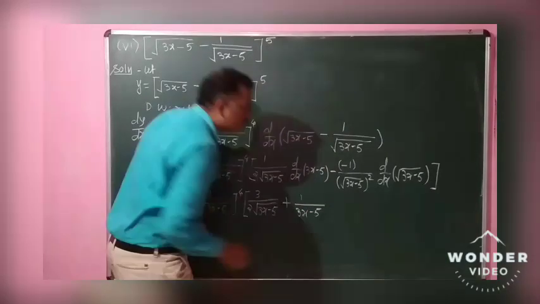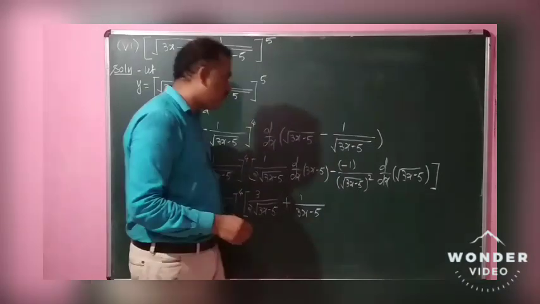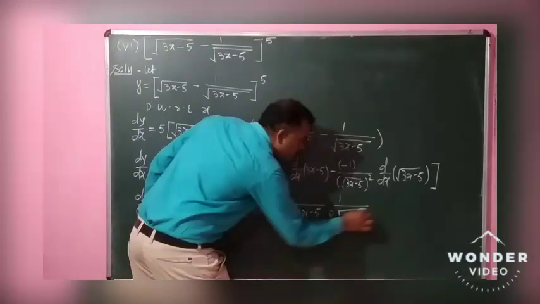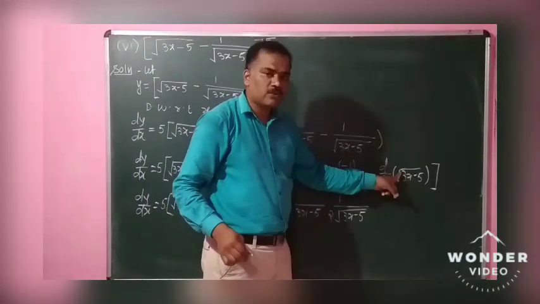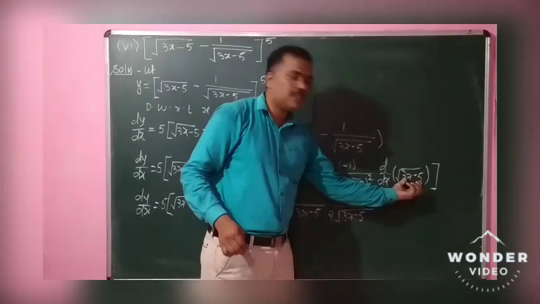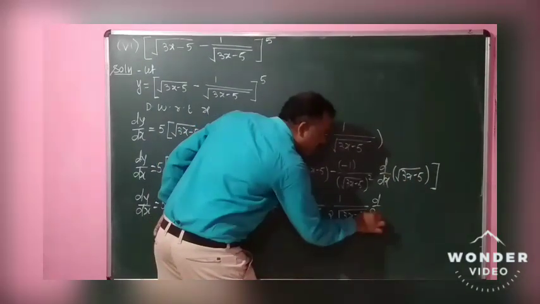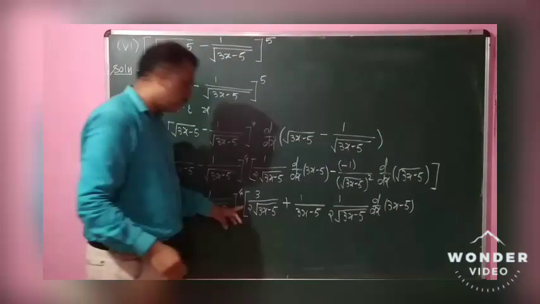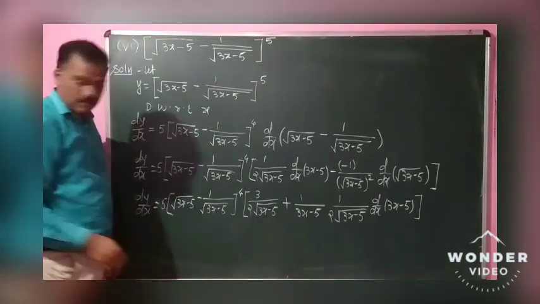Now we have to take the derivative of this root. What is the derivative of root? 1 upon 2 times the square root of 3x minus 5. Then we take the derivative of 3x minus 5, into d by dx of 3x minus 5. This bracket starts here, we close here.